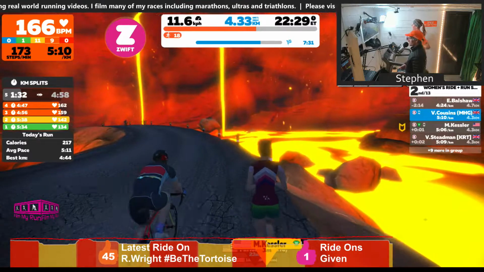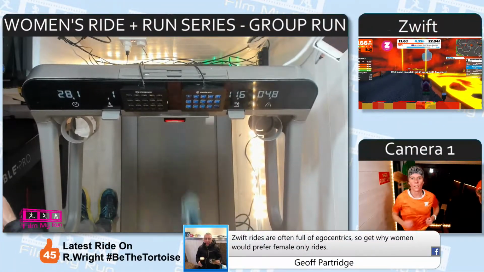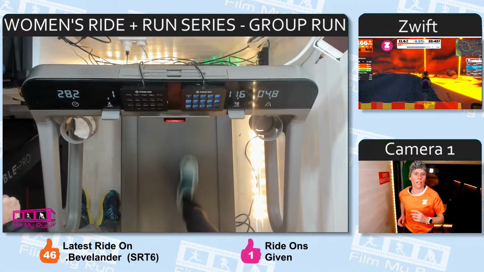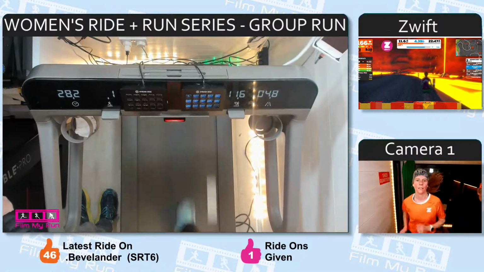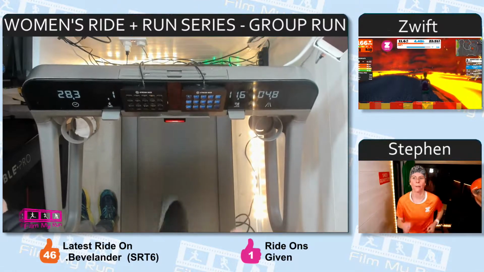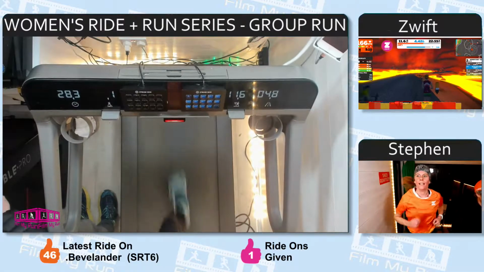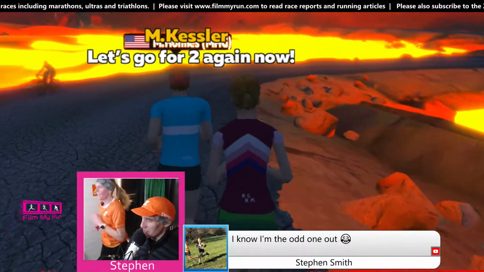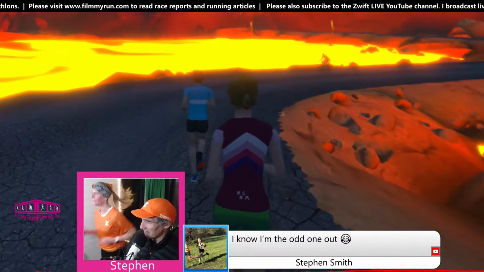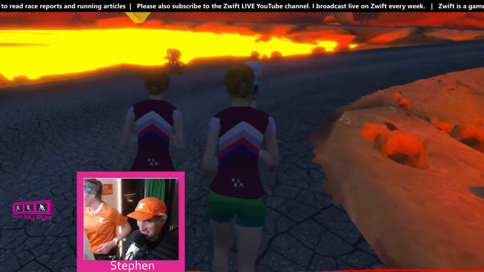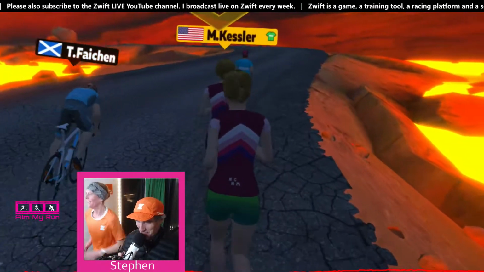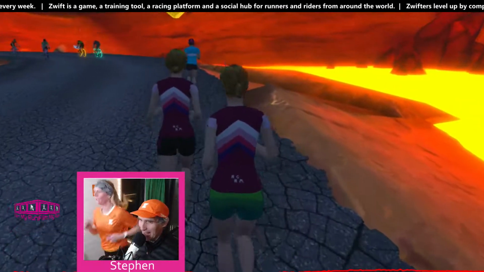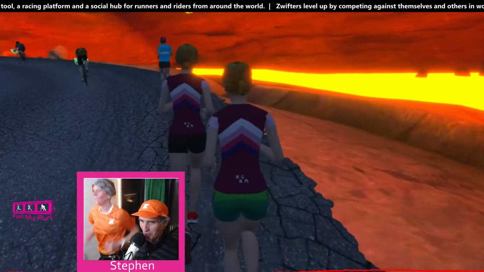Jeff Partridge says, Zwift rides are often full of egocentrics, so I get why women would prefer female-only rides. Yeah, good point. Victoria says she feels like even with the men, running does feel inclusive. Even with men, eh? Even with us men. Victoria says, I don't intimidate her. I'm not surprised. I'm hardly intimidating. Stephen Smith says, yes, I know, I'm the odd one out. Amongst the 15-year-olds, he says, I'm the odd one out. I can't wait to see you at 60, Stephen. Cantankerous old Stephen Smith. Be the Tortoise says, I lose to everyone, and I'm more than okay with that. Whether it's men or women, Be the Tortoise says, I lose to everyone. Bless you.